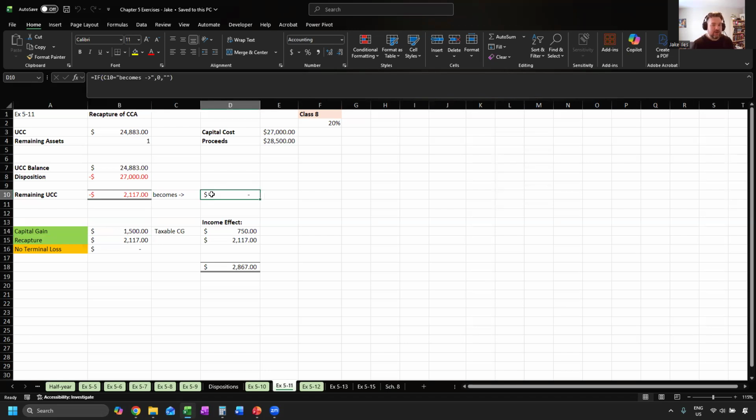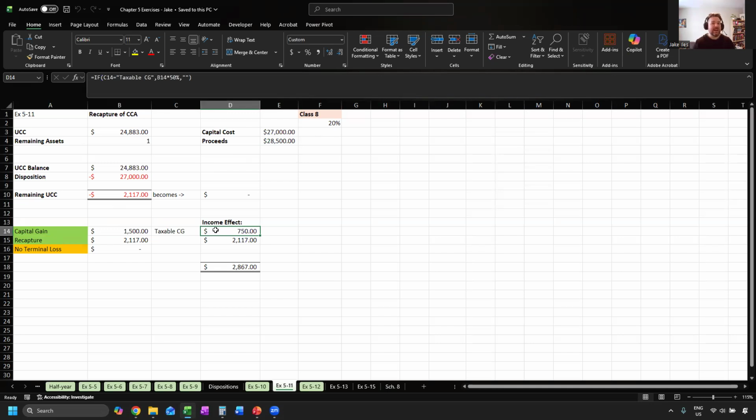So next year, since we do this before the CCA calculation, we'll be using 20% of nothing. So there's not going to be any CCA this year. We're going to have a recapture added back to income of 2,117. And our proceeds were more than our original cost. We sold it for $1,500 more. That's a capital gain. The taxable capital gain is $750.